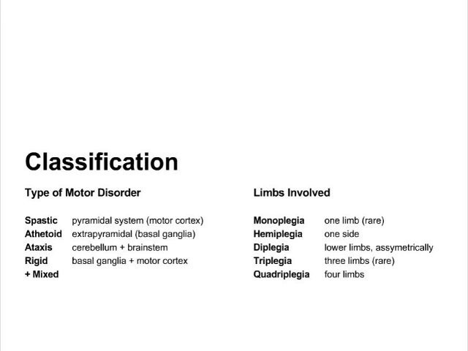So a spastic palsy will be in the pyramidal system or the motor cortex. Athetoid relates to extrapyramidal basal ganglia. Ataxic conditions occur from lesions in the cerebellum and brainstem. Then you have your rigid disorders, which are slightly less common, and then of course mixed. In terms of the limb involvement, they talk about a monoplegia, which is rare, likewise a triplegia, and then your more common hemiplegias and diplegias, as well as quadriplegia, being the most severe.